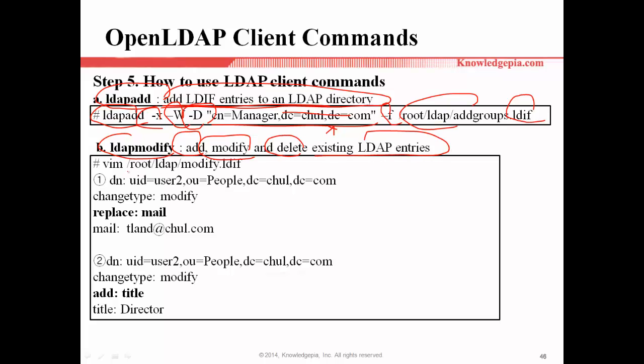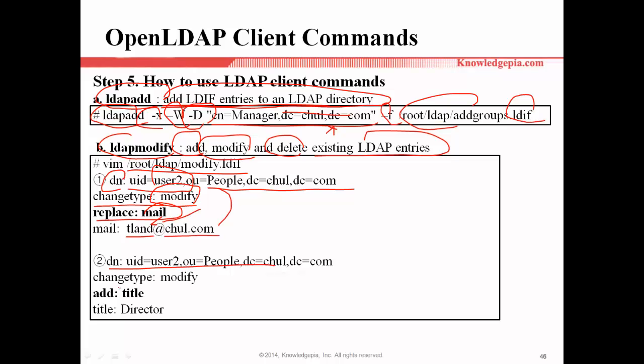For example, in my case, I will use this one, root ldapmodify.ldif. In this file, I configure three kinds of things. First one, the uid user2. Using user2, I will modify some data, people.com. So here, the change type must be modify and replace mail. So now user2 has a mail ID user2@char.com, but I will change it like this.